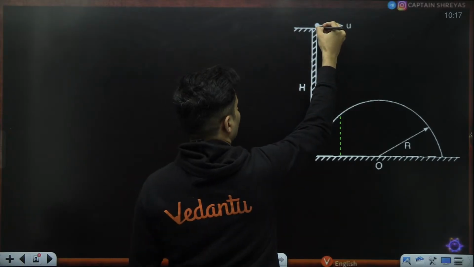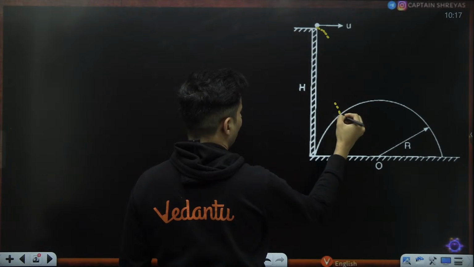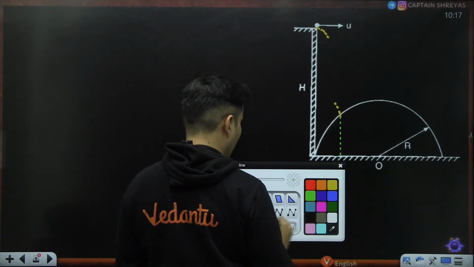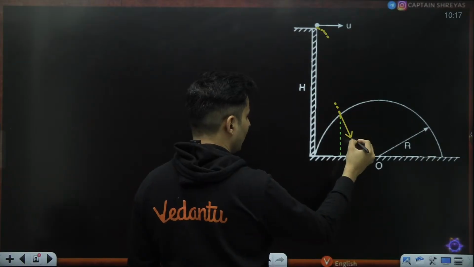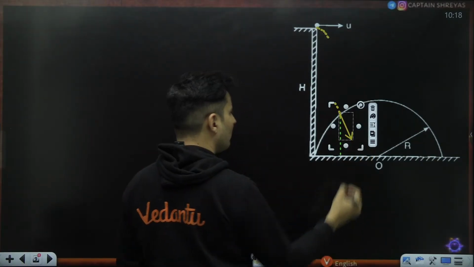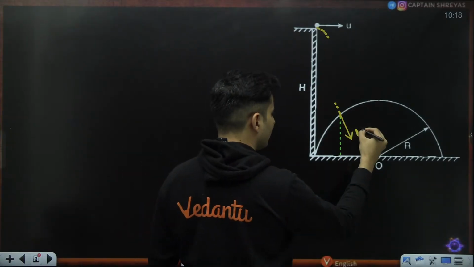So it will fall over here. And when it falls over here, it has some velocity. That particular velocity will be probably like this. Okay. And that velocity, let me call that V.